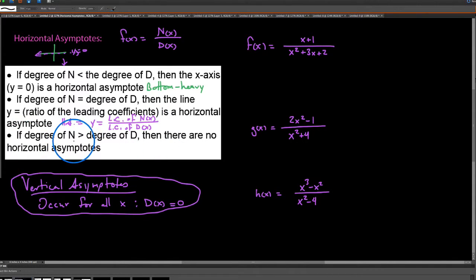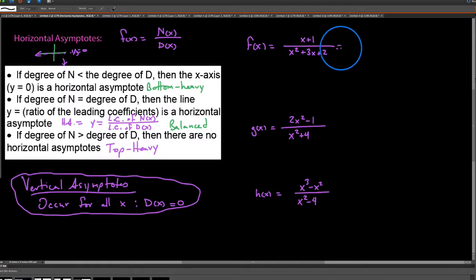And then we say if the degree of n is greater than the degree of the denominator, then there are no horizontal asymptotes. We say this is top heavy. So we have bottom heavy, top heavy, and we'll refer to this one as balanced in terms of degree on top and bottom. All I want to do in this video is find the vertical and horizontal asymptotes for these 3 functions that I've listed off here on the right.